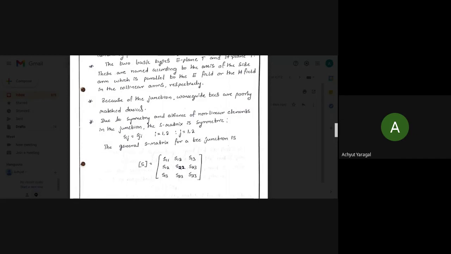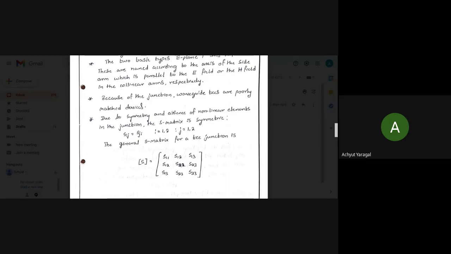Okay, so based on that, we have waveguide T's, and we have something called the E-plane T, or E-plane waveguide tee, and also the H-plane waveguide tee. Based on what kind of ports we are trying to use, it is defined accordingly, right? Whether the electric field is there, or the magnetic field is there. Based on that, E-plane and H-plane are defined.